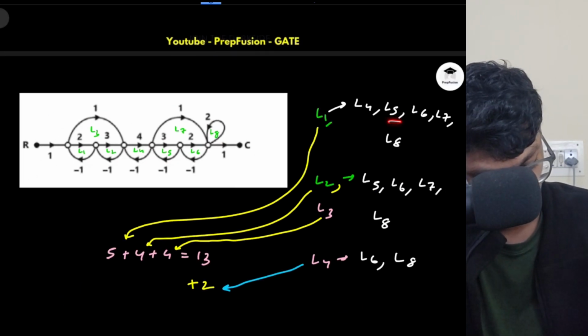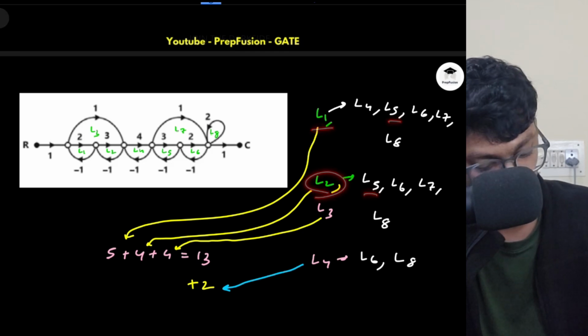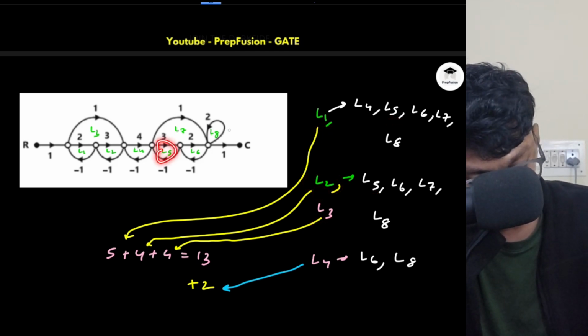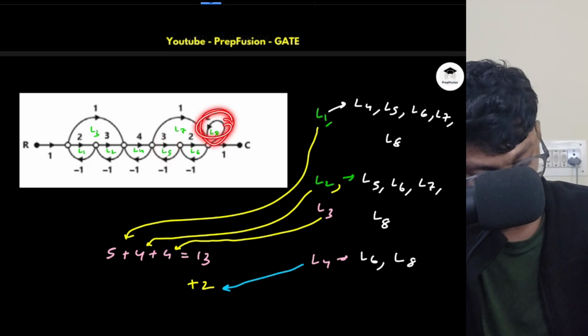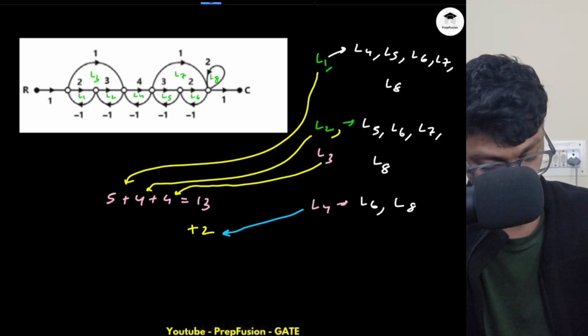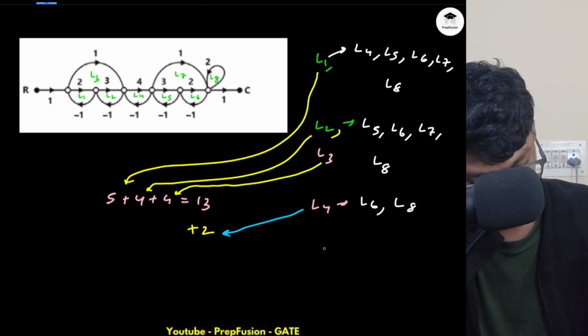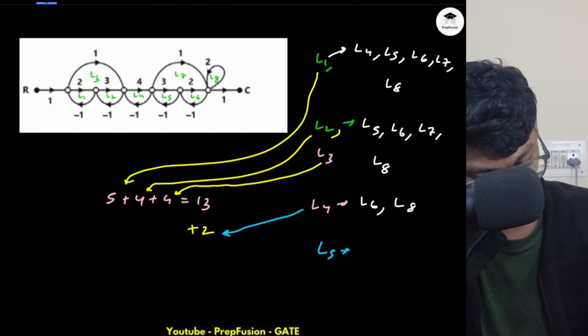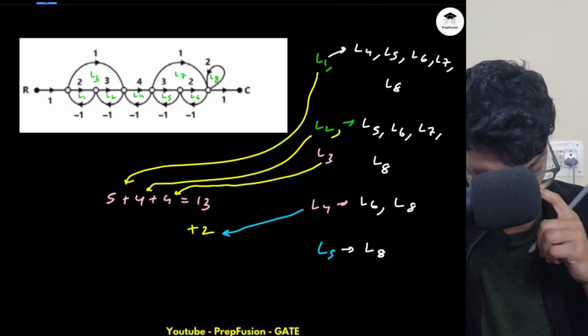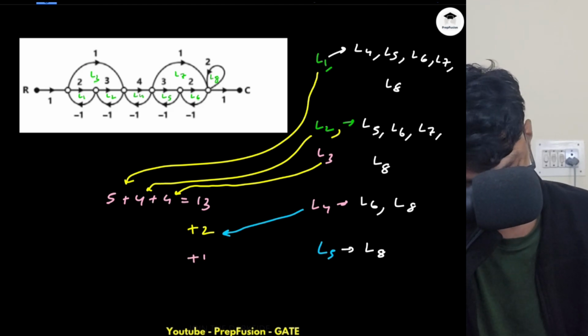Here I can see L5 is already taken for L1. L5 is already taken for L2. So these are already taken. L5 is already taken for L3. These are already taken. L5 is non-touching only with L8, because it is common here with L6 and obviously it is common with L7 as well. So L5 is not common with L8. Okay, so plus 1 I will do.